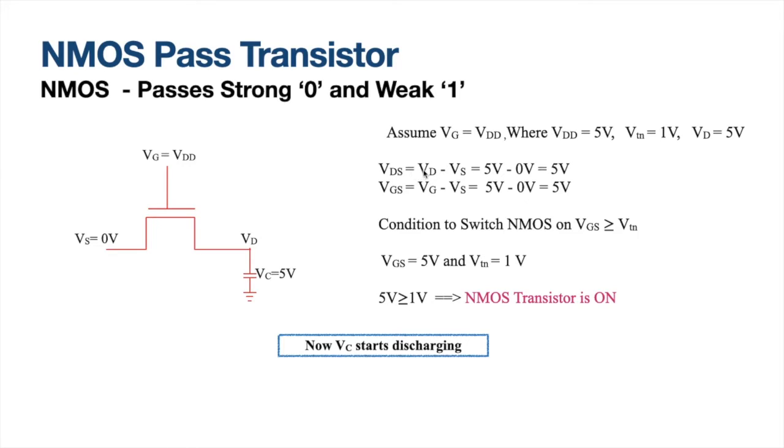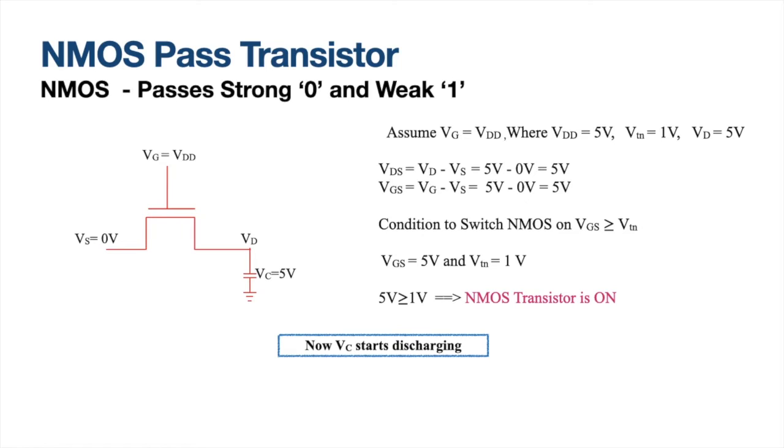Vds, which is equal to Vd minus Vs. What is Vd? It is 5 volts. On the output side, it is 5 volts. So, 5 volt minus 0 volt, since 0 volt is at your input, Vs. So Vds is equal to 5 volts. What is Vgs? Vg minus Vs, 5 volts minus 0 volt equal to 5 volt. We know the condition to switch on the Nmos transistor. Vgs is greater than or equal to Vtn. It is 5 volt greater than or equal to 1 volt. Yes, it is correct. Therefore, this transistor will be switched on.